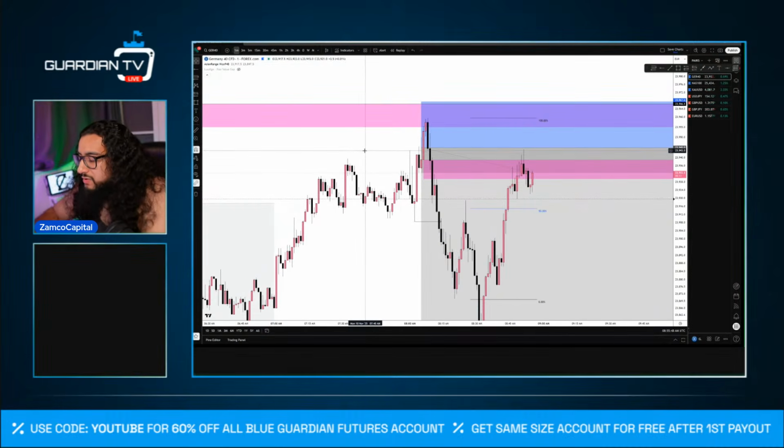Adding more? No, I don't add to my positions. I already use like the maximum lot size I'm allowed to, so technically even if I wanted to, I can't. But no, I wouldn't add to my position. I only want one trade, one position, one entry. I don't like multiple entries or anything like that.